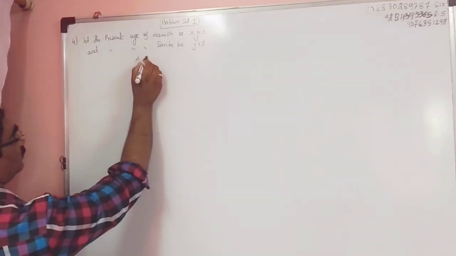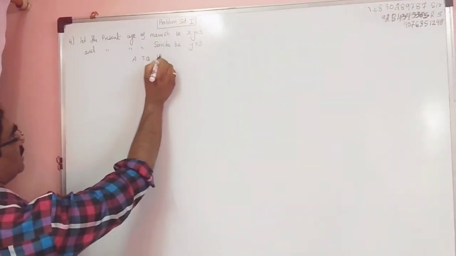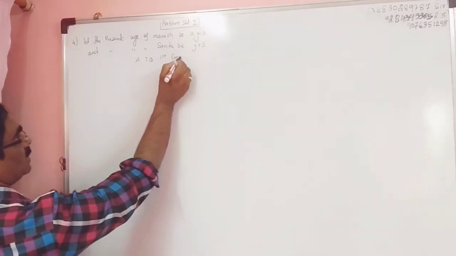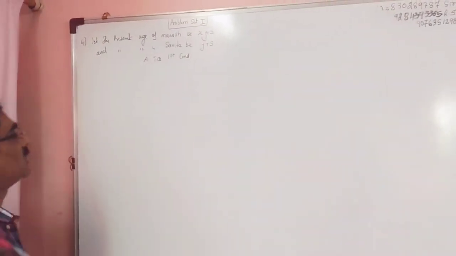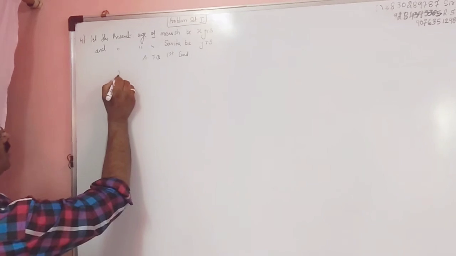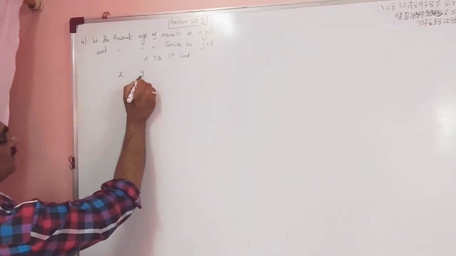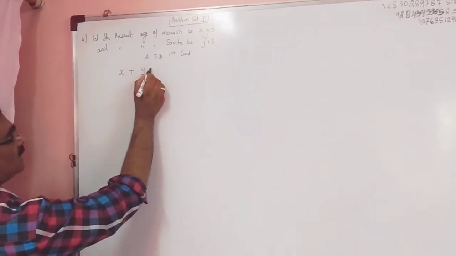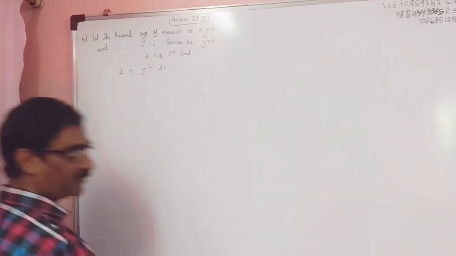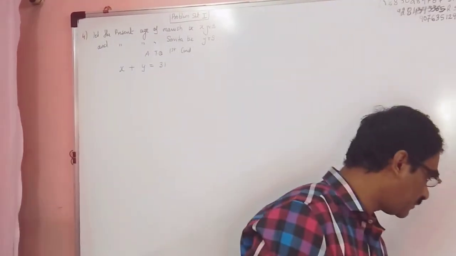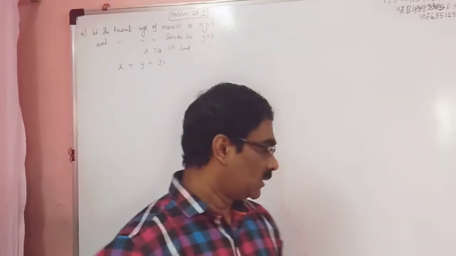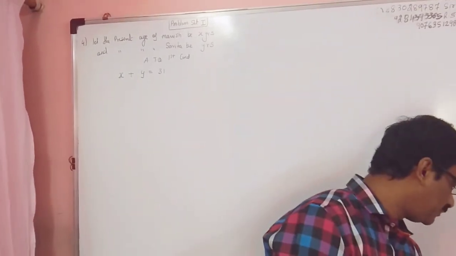So, the first condition. The first condition is the sum of their ages. Manish plus Sangeeta, that is X plus Y, is 31 years. Now, they bring the second condition.